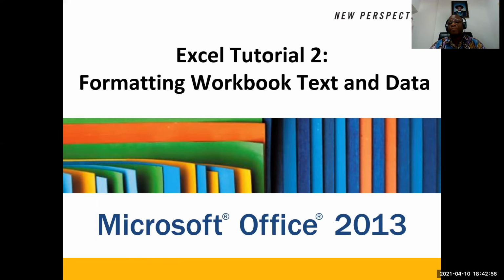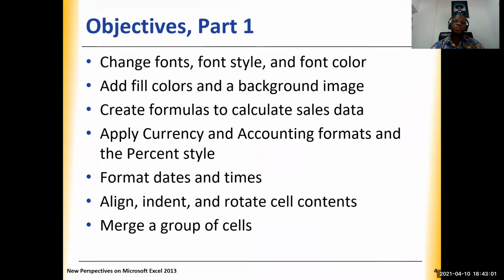Formatting just means changing the appearance of whatever text or data that you have, and that's what we are going to look at. So the first objective is you change fonts, font style, and the font color, and then how you add fill colors and a background image. Then how you can create formulas to calculate sales data. Already I introduced you to the formulas earlier, and we are going to do some part of it again. Then how you apply currency and accounting formats and the percent style. And then how you can format dates and times, how you can align, indent, and rotate cell contents, and how you can merge a group of cells.